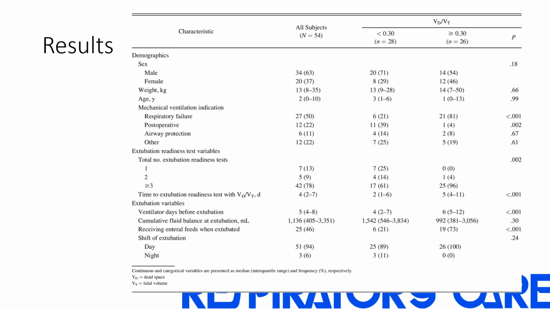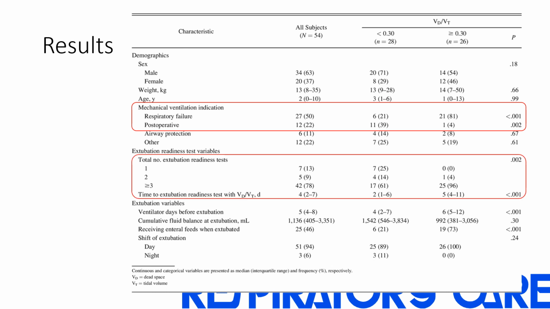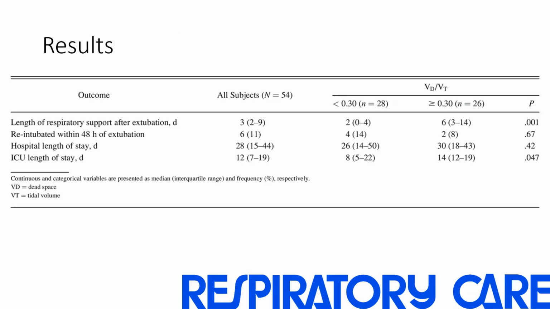Results: they enrolled a total of 54 patients. There were some differences between the two groups based on the VDVT. Patients with an elevated VDVT were more likely to have respiratory failure, whereas those with a normal or low VDVT were more likely to be ventilated for postoperative reasons or airway protection. The higher VDVT group was also on the ventilator longer, took longer to get to their first ERT, and required many more ERTs than the patients with a low VDVT.